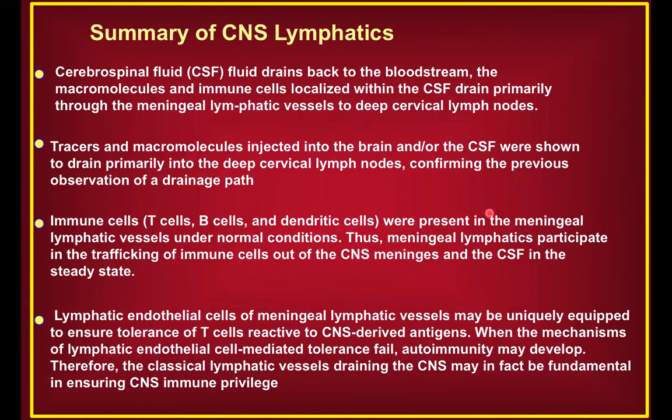Okay, so the summary of the lymphatic system is that the CSF drains into the bloodstream, but these macromolecules and immune cells will drain through these meningeal lymphatic vessels, and they'll drain to deep cervical lymph nodes. So if we were to inject something into that dura and get it into the meningeal lymphatics, we'll see it drain to deep cervical lymph nodes. Cervical lymph nodes are all the ones that are in your neck. So you'll see drainage within there.